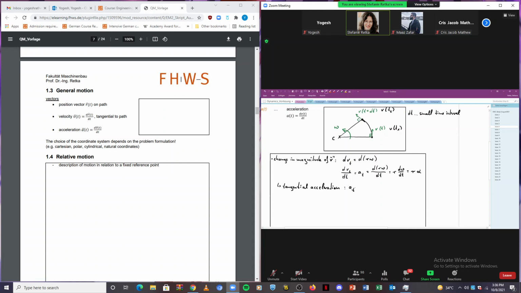Now I will write it dependent on time, since this is our final equation. a_t is equal to r times alpha. And as the index indicates already, the direction is tangential on the path, same as the velocity vector.